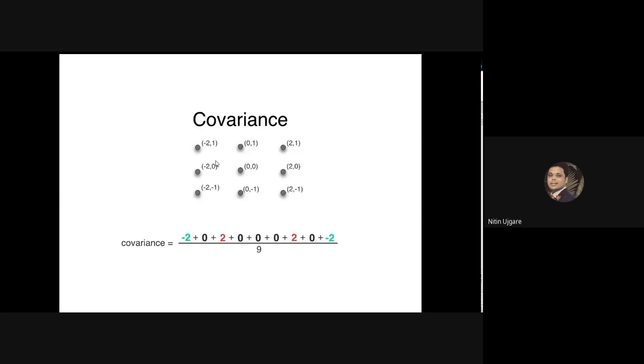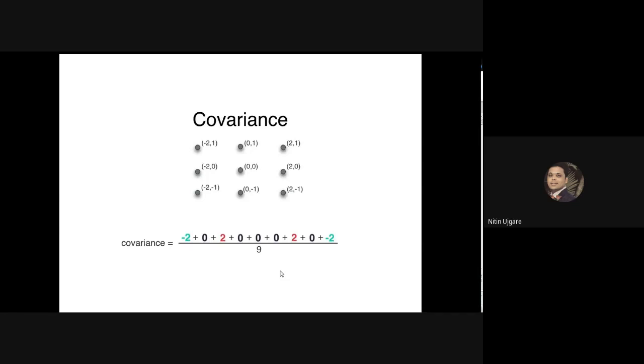So there are a total of 9 points. The product of the first point will be minus 2 into 1, which gives me minus 2. 0 into 1 will give me 0. 2 times 1 will give me 2, plus minus 2 times 0 will give me 0, 0 into 0 will give me 0, 2 into 0 will give me 0. Then the product of this will be minus 2 times minus 1 will give me 2, plus 0, plus minus 2, divided by the total number of 9, and you tell me. So what is this? The covariance for this matrix will be 0. So it is 0 divided by 9, so that will be 0.